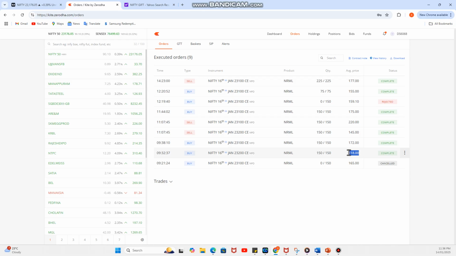And if you go OTM, out of the money options, then the probability is even lesser because the delta will be less. So always try to trade in the money options when you have the capital.